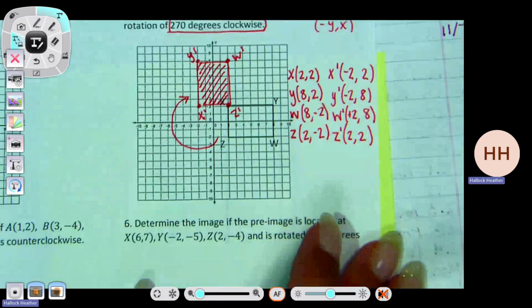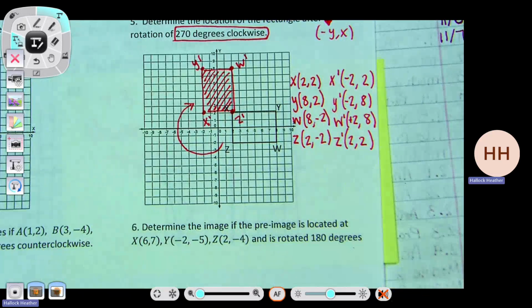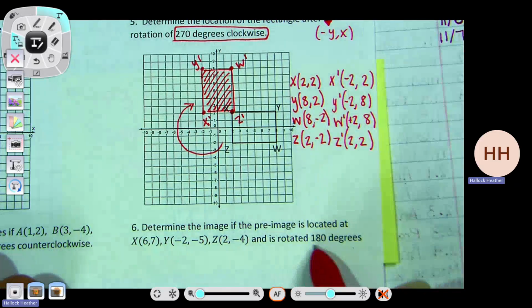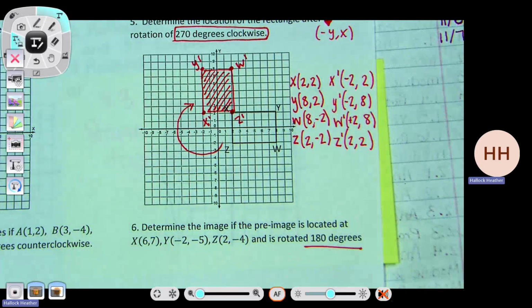So try number 6. Directly underneath it, it gives you the coordinates. You're going to go 180 degrees. Why does it not say clockwise or counterclockwise? It doesn't matter. So take a second, try number 6. Easy peasy.